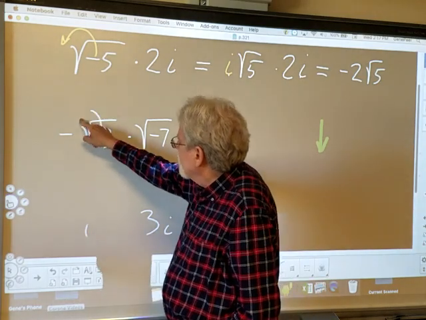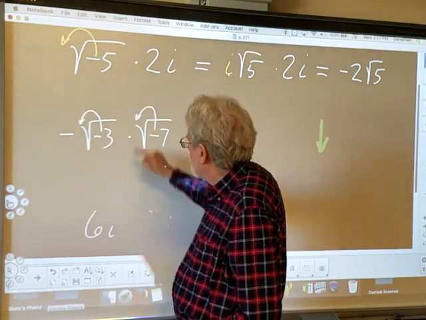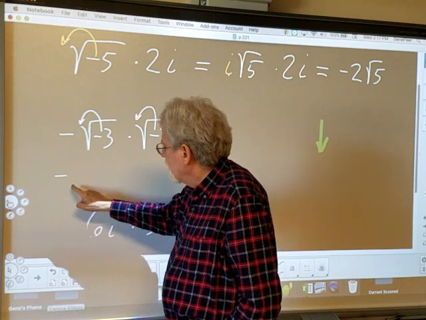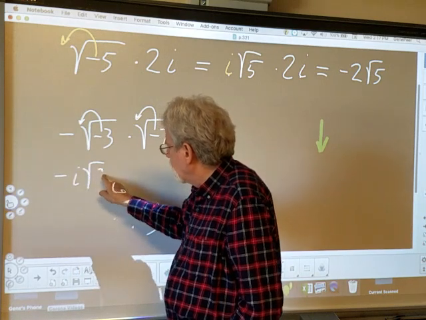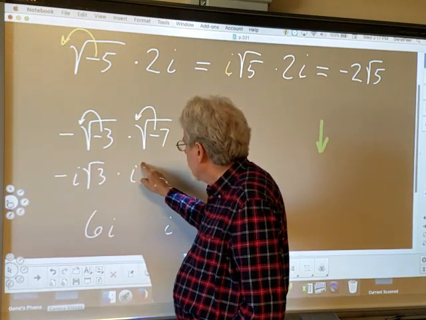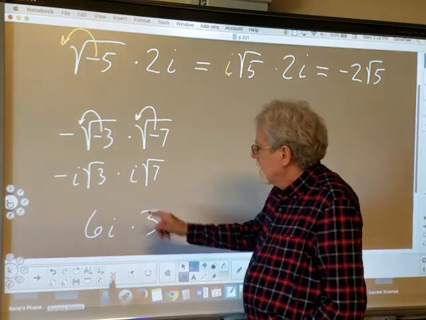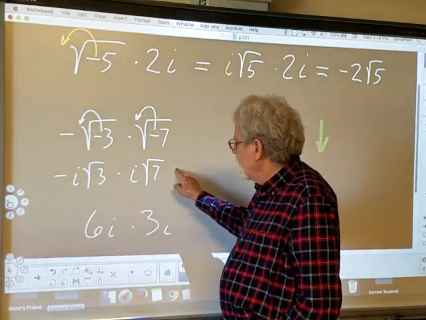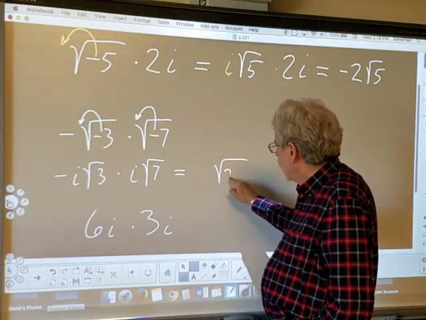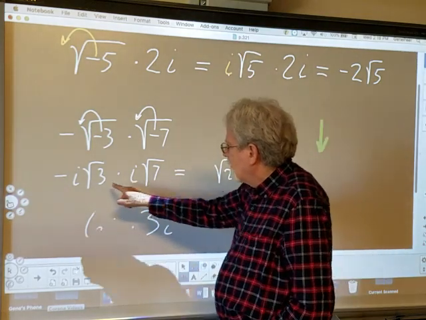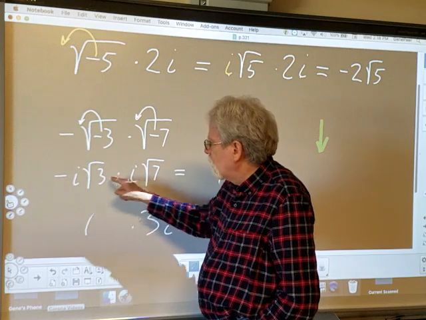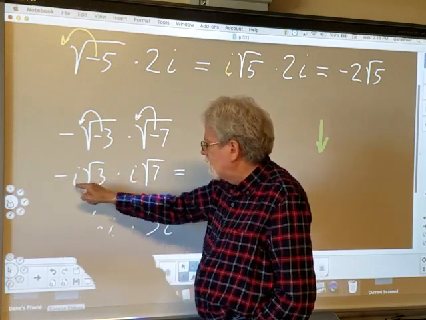I pop this i out and I pop that i out. What's that give me? Negative i square root of 3 times i square root of 7. Square root of 3 times square root of 7 is square root of 21. i times i is negative 1. Never forget that. That's fundamental.